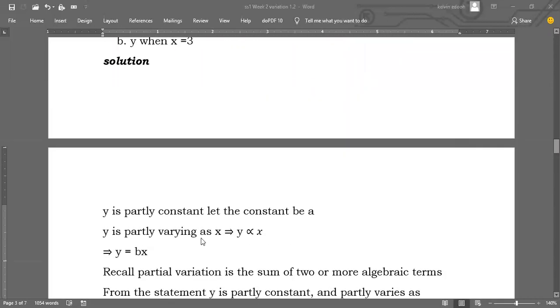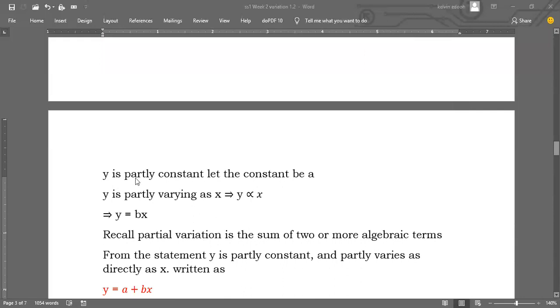So, solution. Now the first statement, we are told that y is partly constant. So let's just say let the constant be A. You can use any letter of your own choice. Me, I just decide let the constant be A. Good. Then the second statement, we are told that y partly varies as x. I know by now you can express that statement when they say y partly varies, that is, y is changing as x changes. So that would be y varies as x. And remember, to remove our sign, we bring in our constant k. So that will be y equals kx. So you can see statement one, y is partly constant, that is A. Second statement, y is equal to kx.